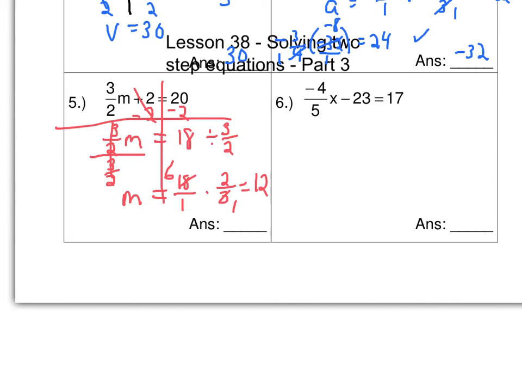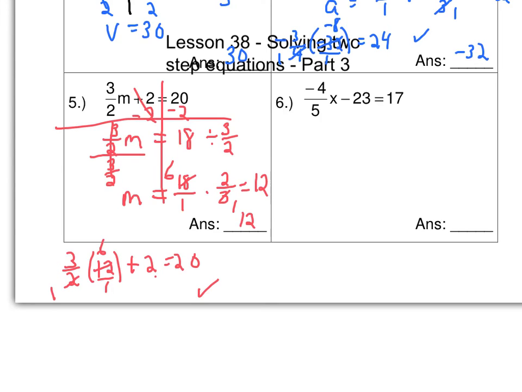And I can check that if I want to. I can do 3/2 times 12 plus 2. Does that give me 20? And I would have to do 1 right here. That's 1, that's 6. 3 times 6 is 18, plus 2 gives me 20, so that checks. So my answer is 12.